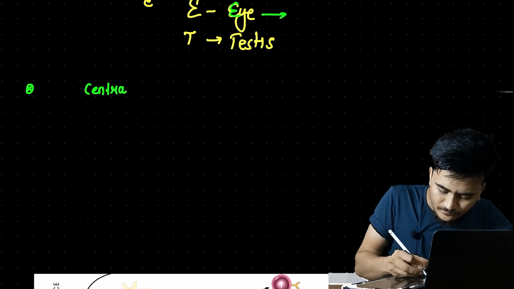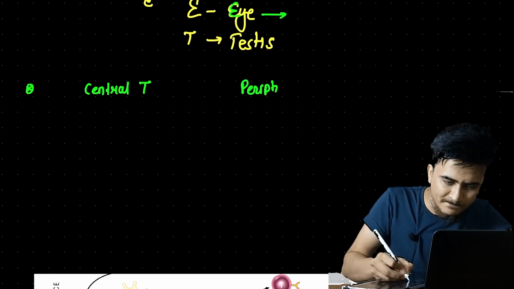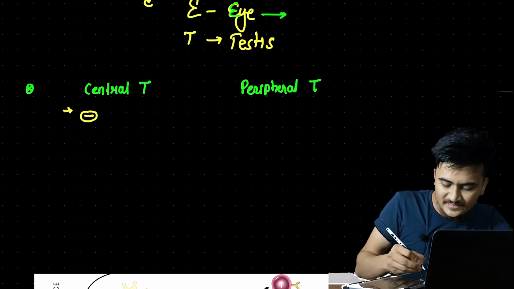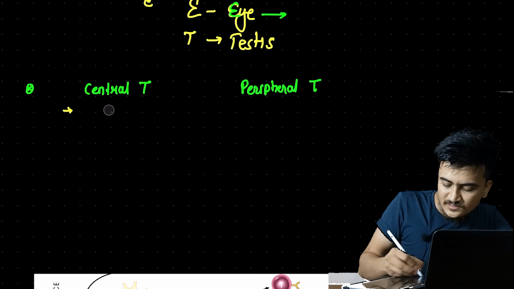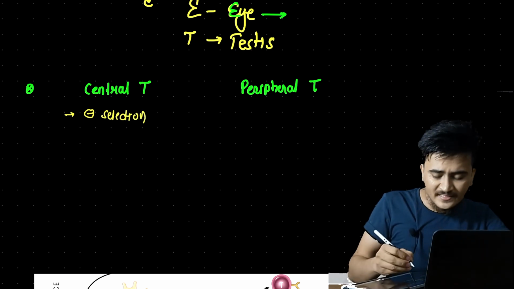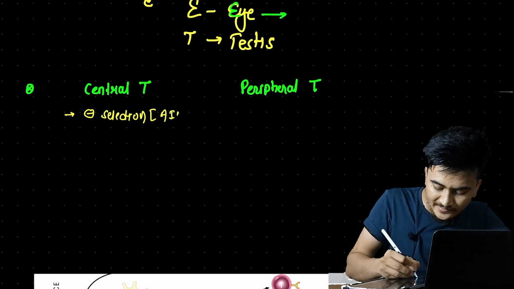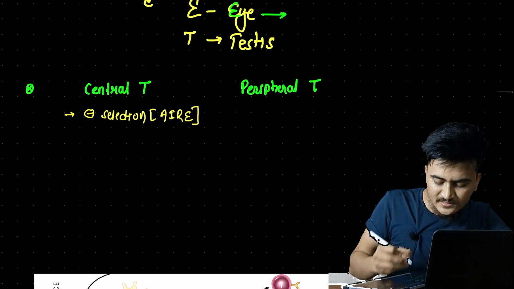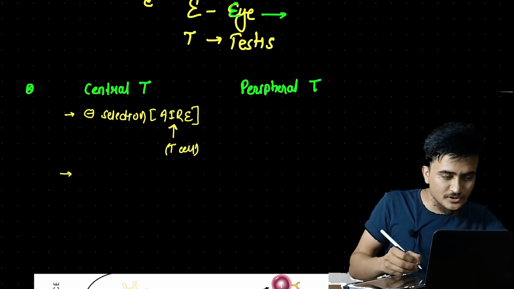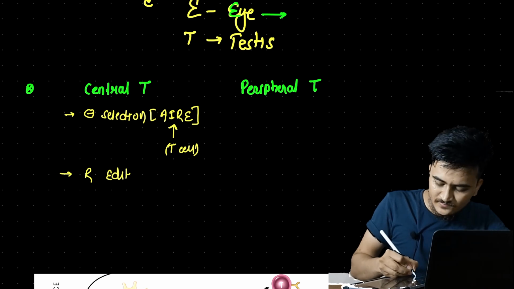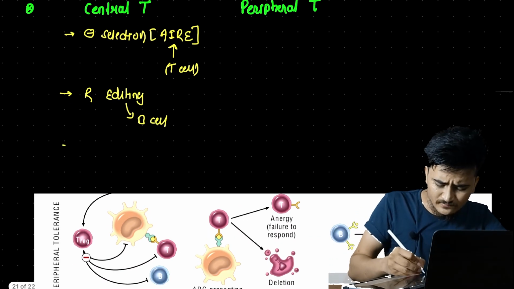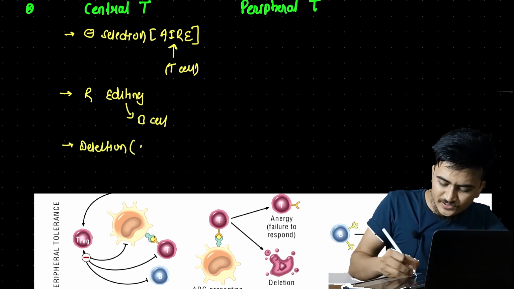There was central tolerance and there was peripheral tolerance. On the topic of central tolerance, how are we achieving it? We were giving negative selection, and this negative selection was done with the help of the AIRE gene, which was found on T cells. Similarly, we discussed receptor editing, which we mainly discussed on B cells, as you can remember. And there was deletion. We discussed deletion on both B and T cells, right?